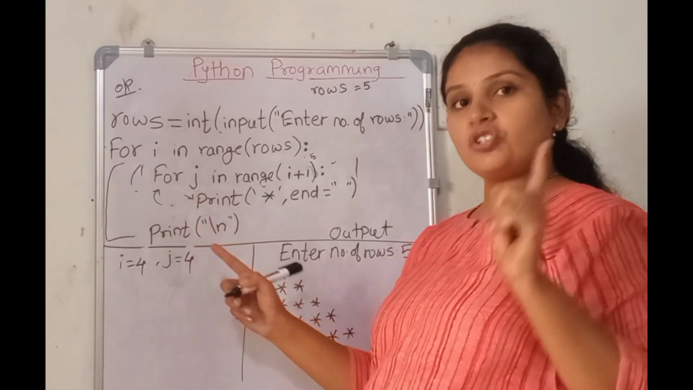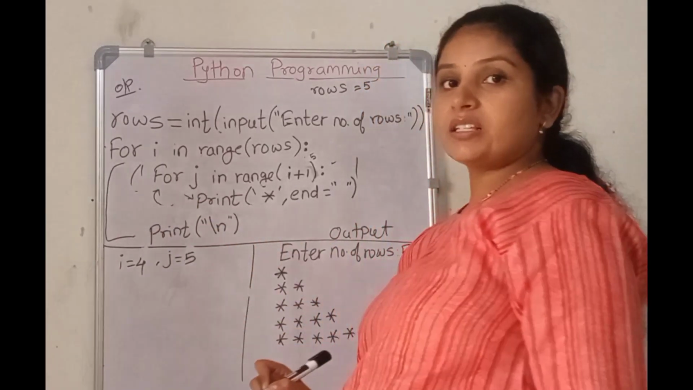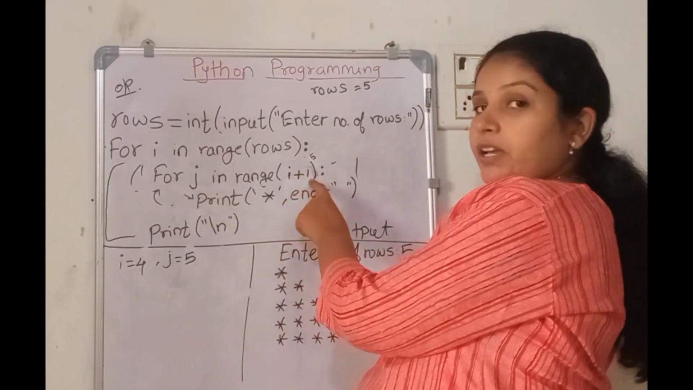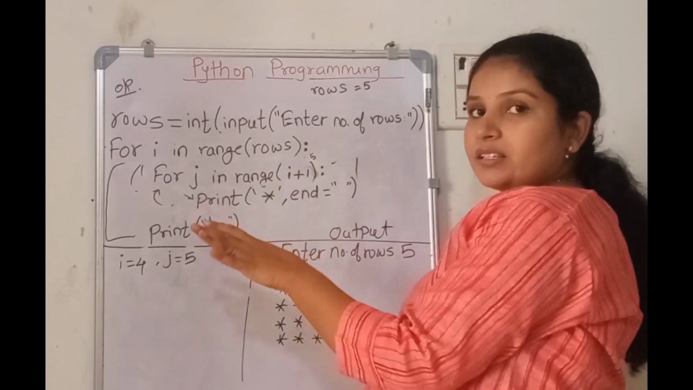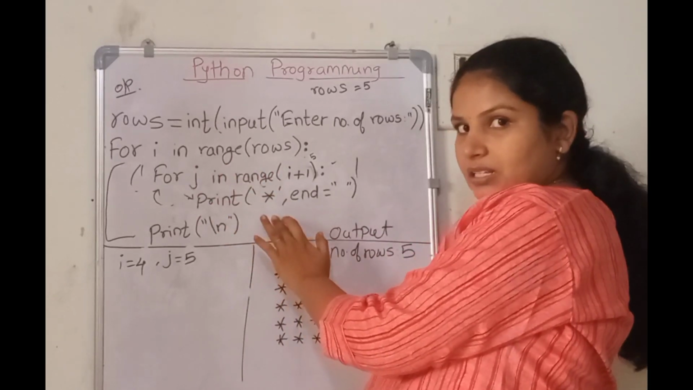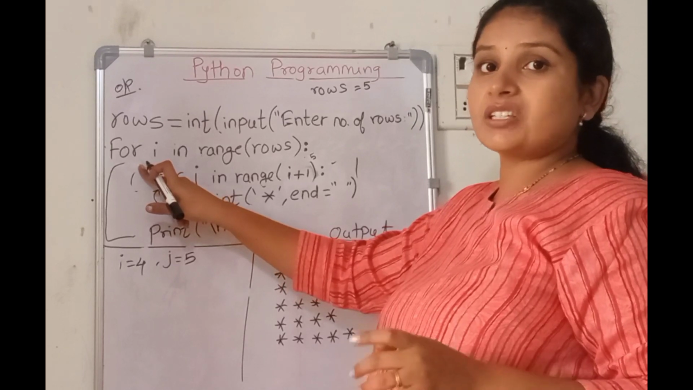Then again go back to j first. Now j value is incremented by 1. J is equal to 5. Now I plus 1, 4 plus 1, 5. We have reached the end limit. And 5 is not less than 5. So the condition is not true. We are not going inside. We are going to the outer for loop, which is I.